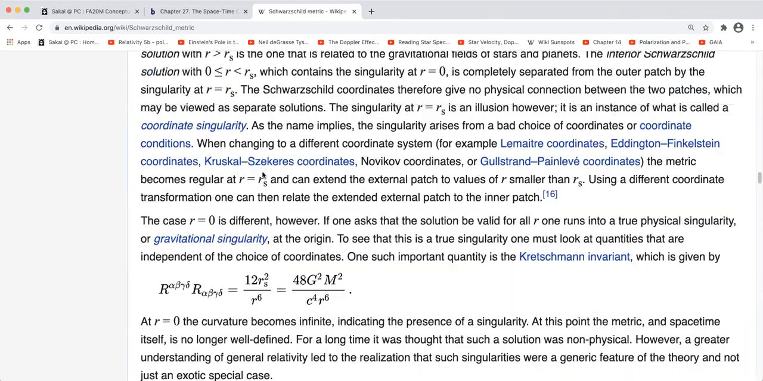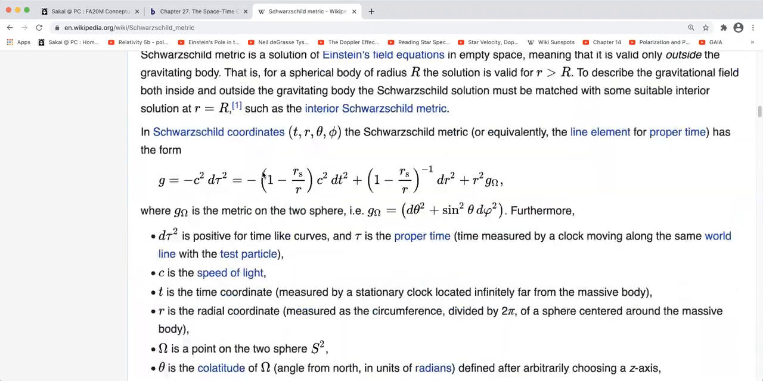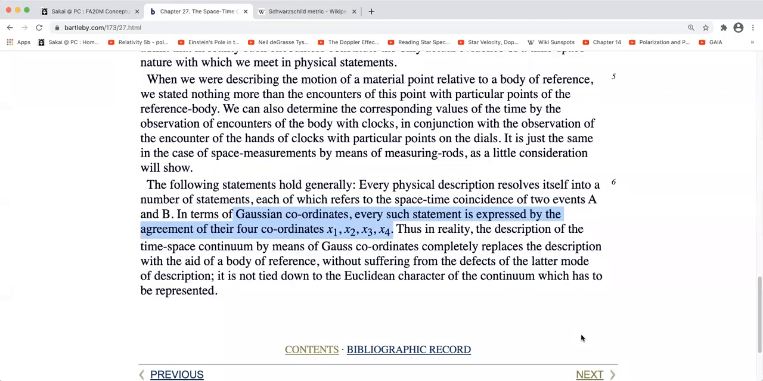I just wanted to point out to you this idea about Gauss coordinates. You can go from coordinate system to coordinate system. All right, that's all I wanted to say about section 27. Any questions, comments?